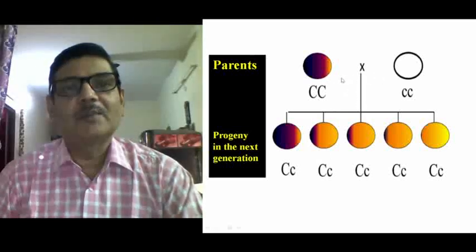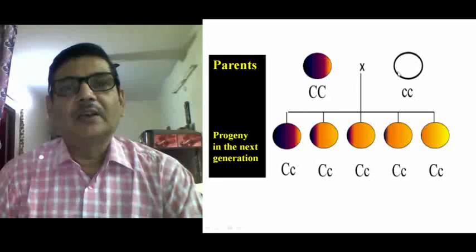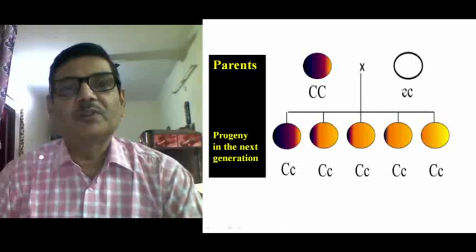It is a diagrammatic representation of a particular class. Suppose here is an individual whose genotype is capital C, capital C. And this capital C allele is a dominant one. It is responsible for the expression of a particular color. The other allele, that is small c, does not cause any color. So individuals with small c genotype do not possess color at all.